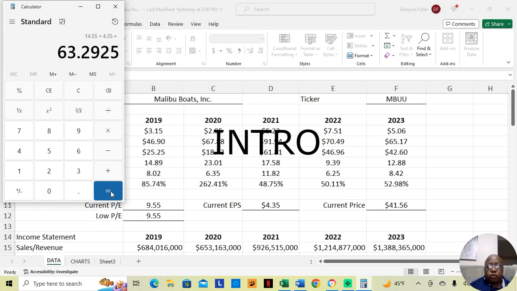We see that Yahoo gave their estimate in that $50 range. But based on PE ratio, I see that this could possibly go to $63.29 in the next 12 months.